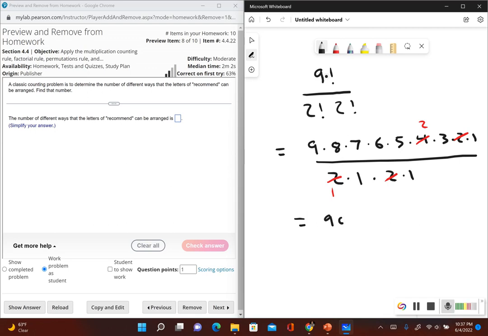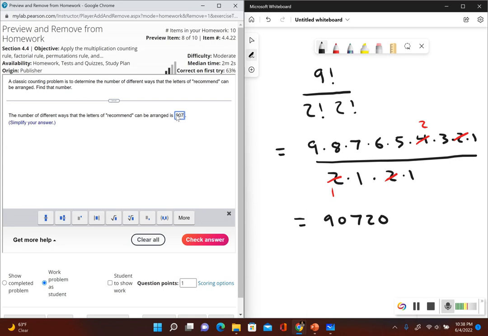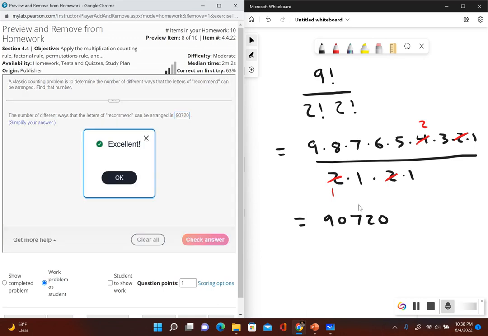This gives us 90,720. This is the total amount of ways that we could rearrange recommend. So let's go ahead and type that in, make sure that we got it correct. 90,720, and we got it correct.